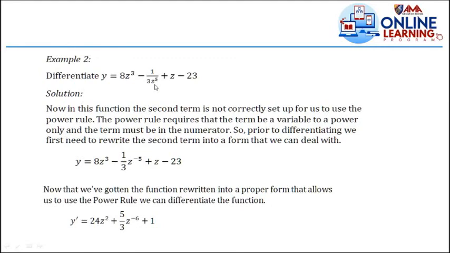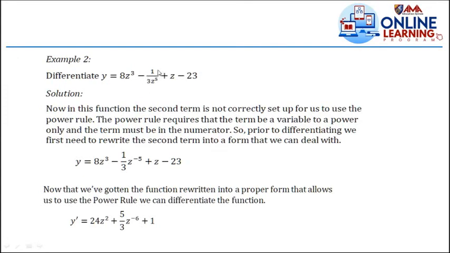So solution, now this function, the second term is not correctly set up. For us to use the power rule, the power rule requires that the term be a variable to a power only, and the term must be in the numerator. So prior to differentiating, we first need to rewrite the second term into a form that we can deal with. So gagawin po natin dito, okay, dahil sabi niya, yung base po natin, hindi siya variable. Constant po siya, so hindi siya pwede. Yung variable natin nasa denominator, so gagawin po natin, ilalagay po natin siya sa taas.